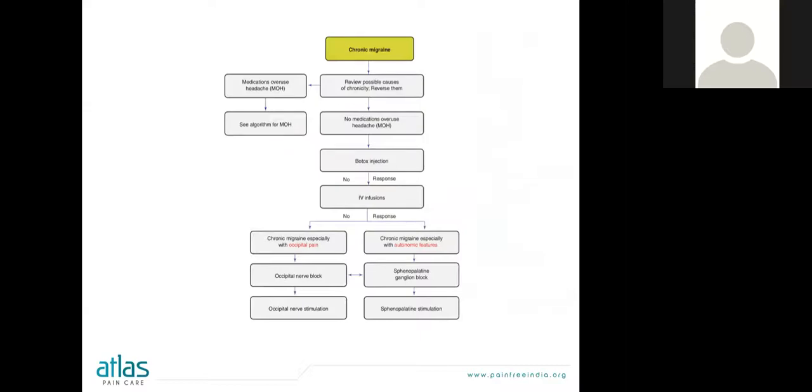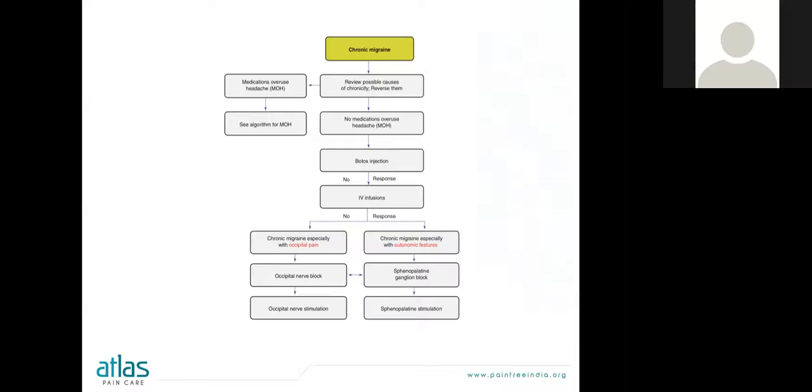So just a quick run through the algorithms. If you do have someone with migraine, you look for potential causes for chronicity. If it's medication overuse headache, then there's a different algorithm. But if there is no medication overuse, you think about Botox, no response. You think about IV infusions like valproic acid and whatnot, no response. Then if it is occipital pain, you look at occipital nerve block and stimulation. If there are autonomic features, particularly conjunctival injection, a lot of secretions, nasal stuffiness and things like that, you do the sphenopalatine block and the sphenopalatine stimulation. So this is the kind of algorithm which can be used to treat chronic migraine.